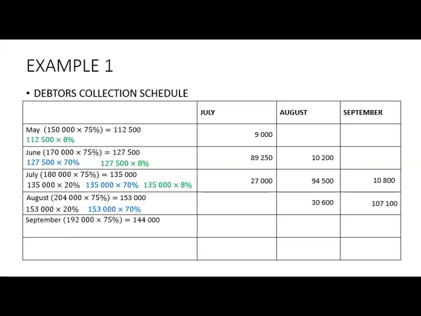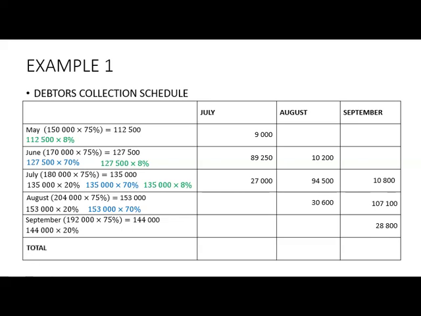Let's go to September. Credit sales for September amounted to 144,000. 20% of 144,000 will be collected in September. That's why I'm including it under our debtors collection schedule. 70% will be collected in October. October is not within our budget period, so I don't include it. And 8% will be collected in November. November is not within my budget period, so I'm excluding it.